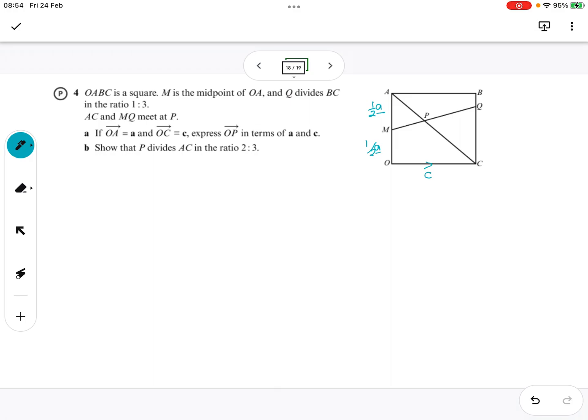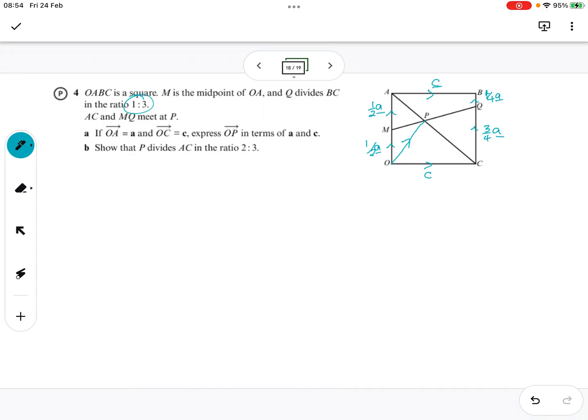Express OP. So we want that. Okay. Well, if that's C, then this is C. And also, if this side is A, then this side is A. But this is split in a ratio of 1 to 3. So this is going to be 1/4 A, and we're going to make it go up because this one's going up. And this one is also 3/4 A. Okay, good.